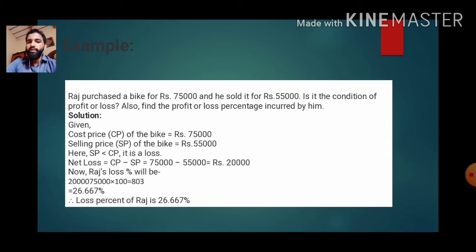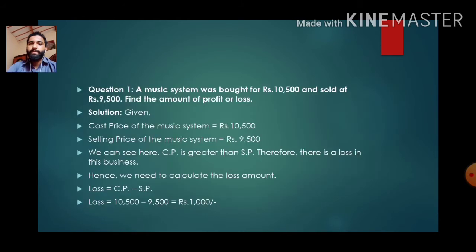Now Raja's loss percentage will be 20,000 rupees divided by 75,000 multiplied by 100, which is equal to 26.667. The loss percentage of Raja is 26.667.